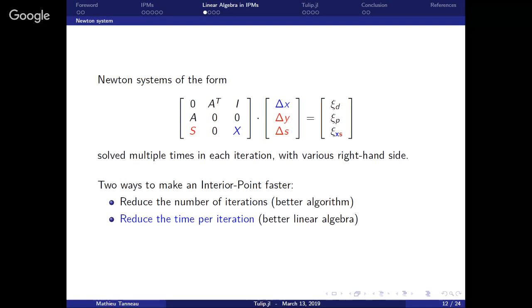So the Newton system has this kind of structure in the matrix, okay? If you want to accelerate your interior point algorithm, there are two things you can do. You can do math and get a better algorithm that will generally lead to a reduction in the number of iterations. And what you can also do is reduce the time per iteration. That's generally engineering and better linear algebra. So that's what I'm doing here.